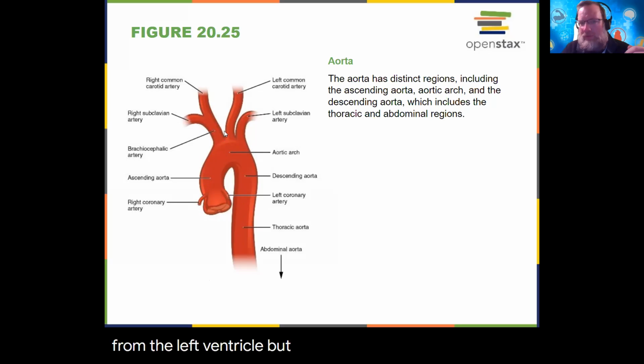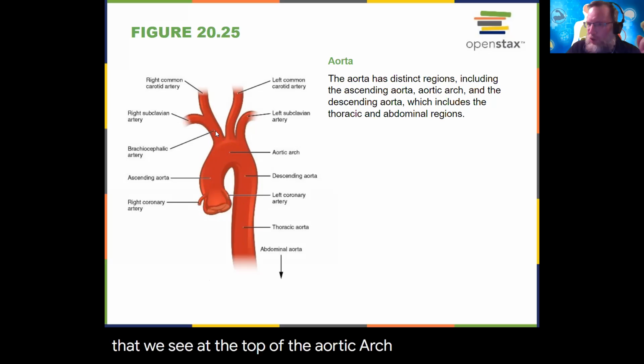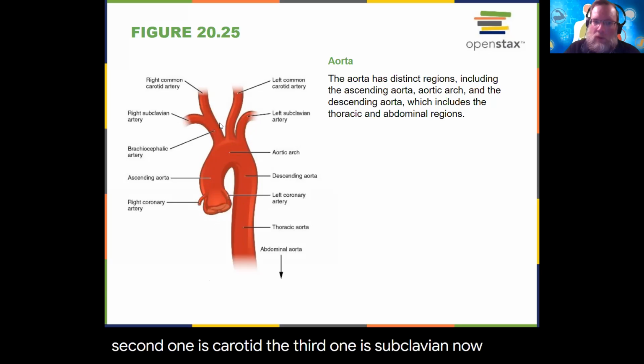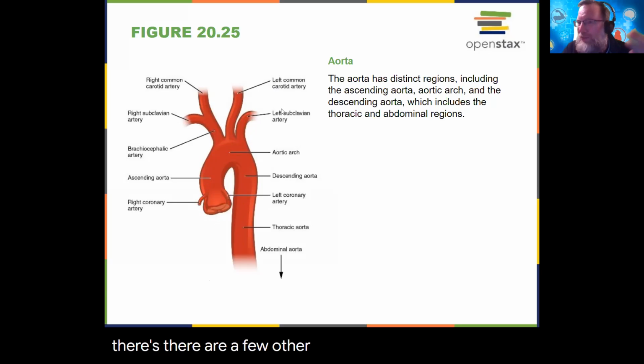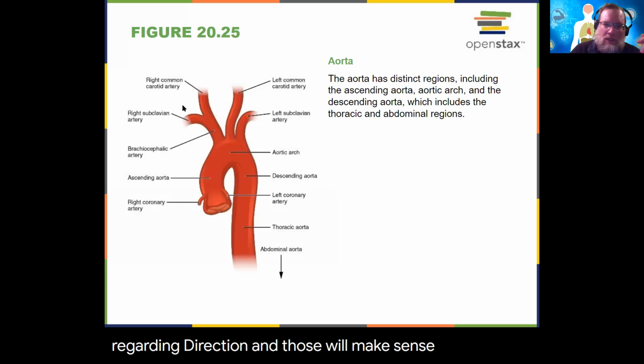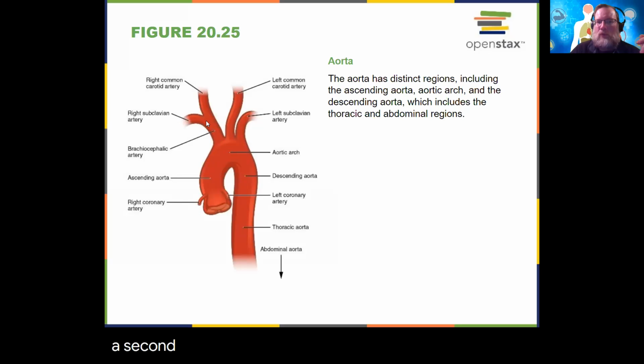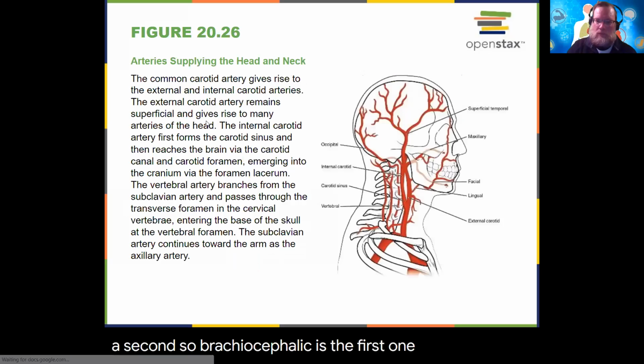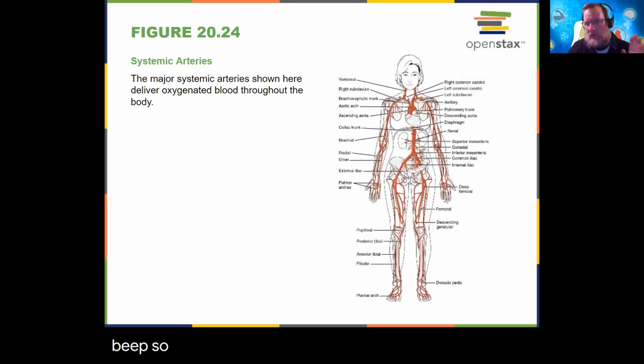But anyway, the first main branches that we see at the top of the aortic arch, they go alphabetically. The first branch is called brachiocephalic. The second one is carotid. The third one is subclavian. Now, there are a few other terms that go with them regarding direction, and those will make sense in just a second. So brachiocephalic is the first one. So it's the first stop.